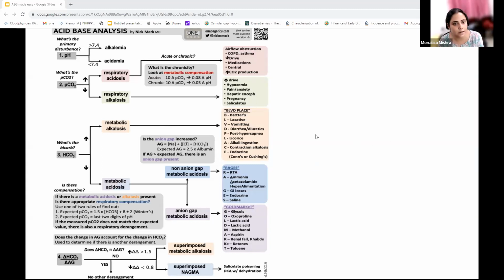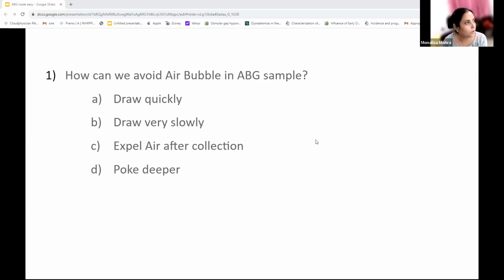I request all of you to answer. Okay, first MCQ. How do you avoid an air bubble in an ABG sample? Everyone, please write in the comment box. Only Hemlata is answering, it seems. Somebody raised a hand also. You can just write in your comment box. You can just write it down in the chat box.